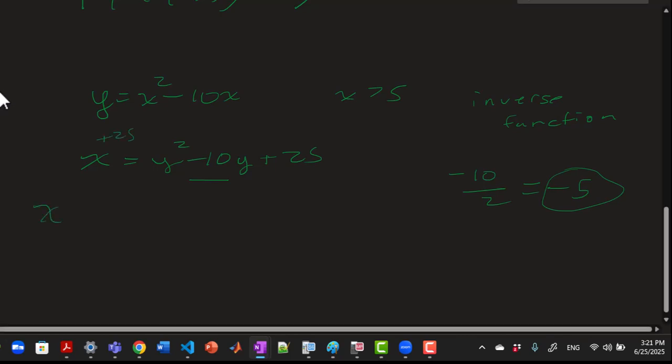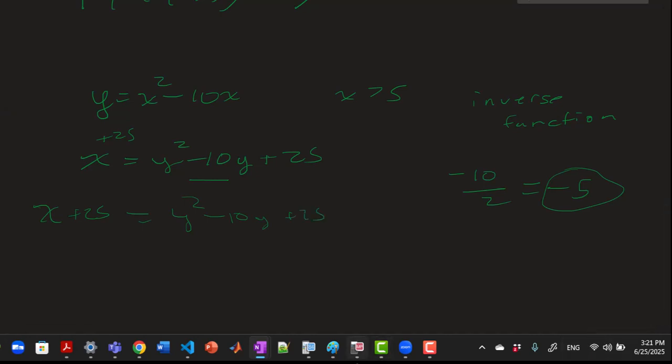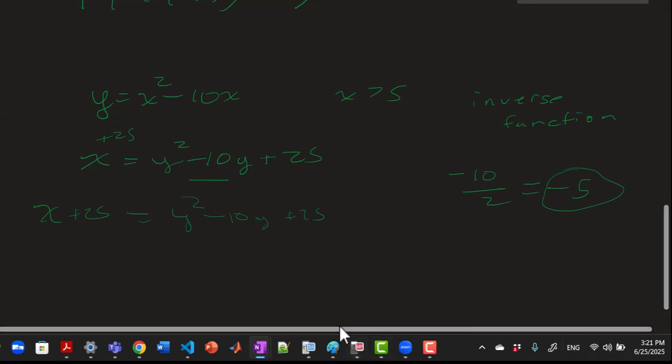So I get x plus 25 equals y squared minus 10y plus 25. Now I told you we'd need that negative 5 in a minute, and here's why. Because this factors into y minus 5 squared. That's where that negative 5 is used.